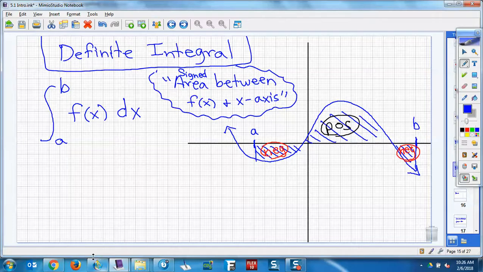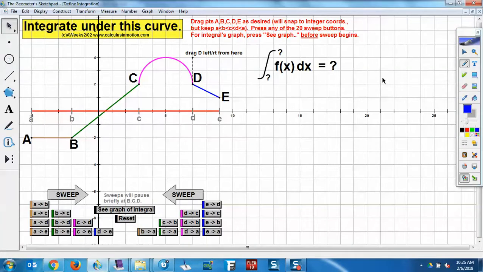All right, yeah, let me just show you that right now. All right, here's a picture. You don't need to draw this or anything.